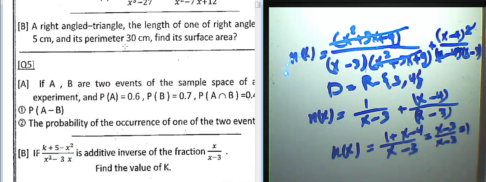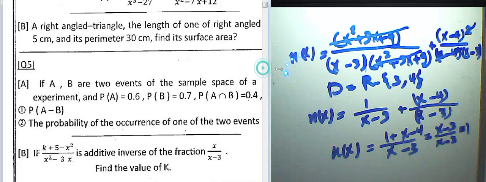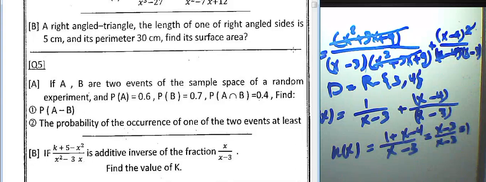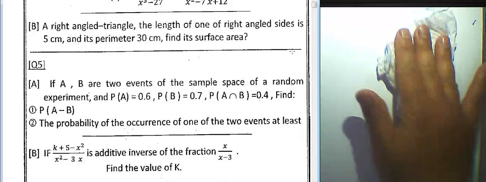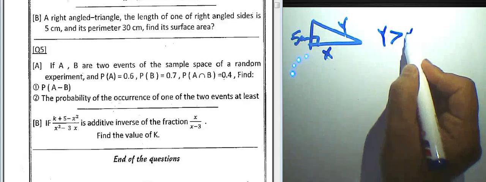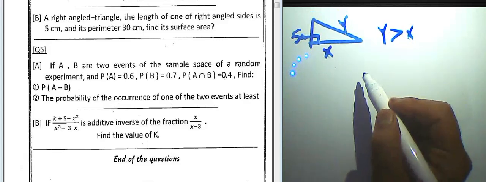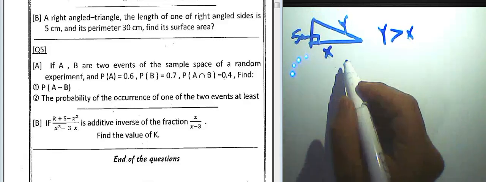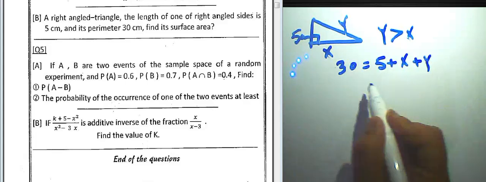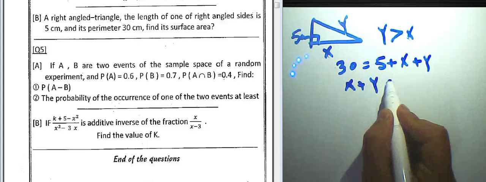Question letter B, right angle triangle. Right angle triangle, side is 5 centimeters and its perimeter is 30 centimeters, y, and we know y is greater than x because it's the hypotenuse, and the perimeter of them equals 30. 30 equals 5 plus x plus y, then x plus y will be equal to 25.